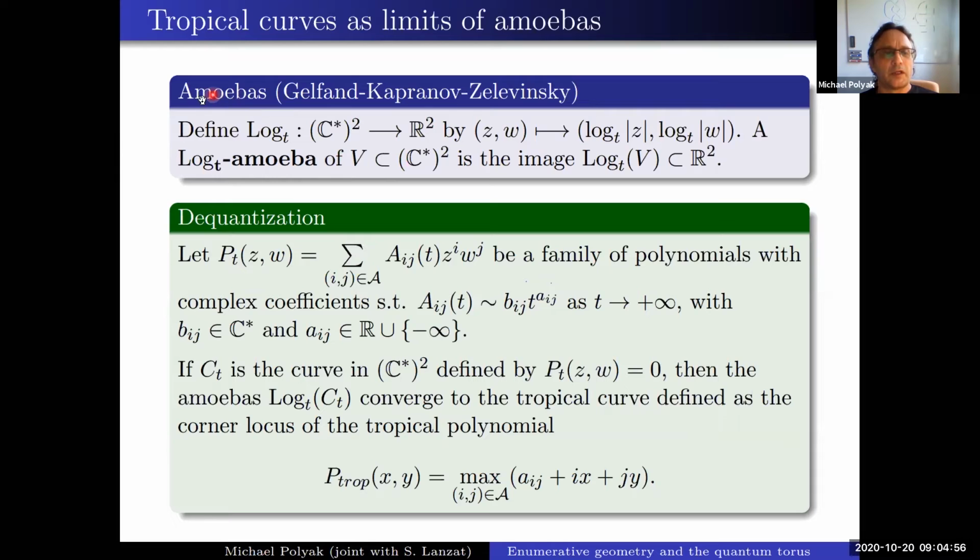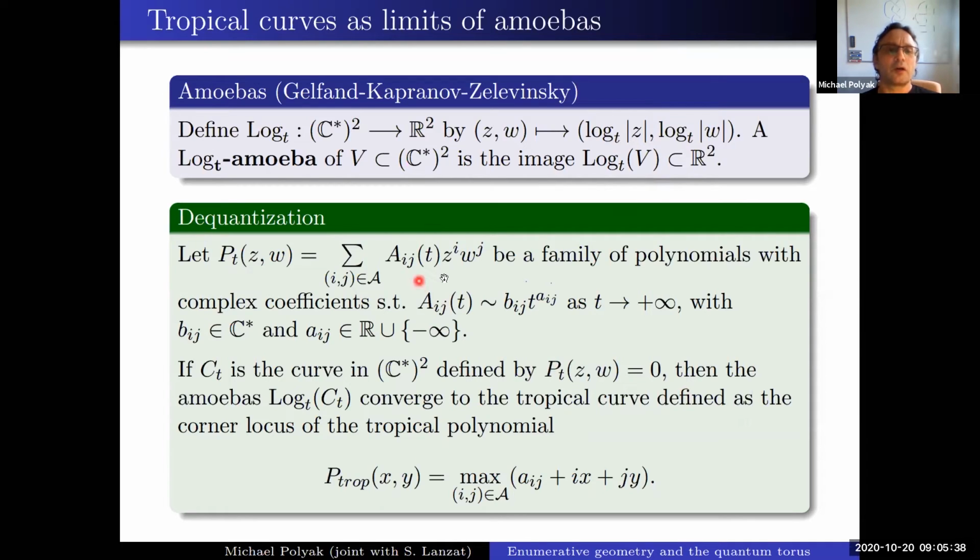So the initial approach was using amoebas, and an amoeba is a simple mapping from the complex plane to the real plane, where you just take the log of the absolute value of both variables. But when you take the log, you fix a certain base of this logarithm, and as long as this base is fixed, nothing interesting happens. But when you vary it, then interesting things start to happen.